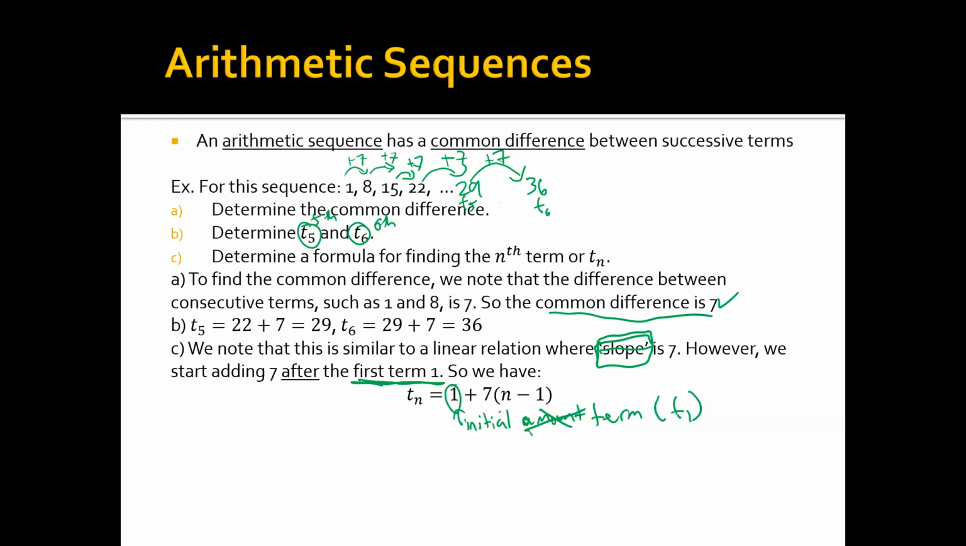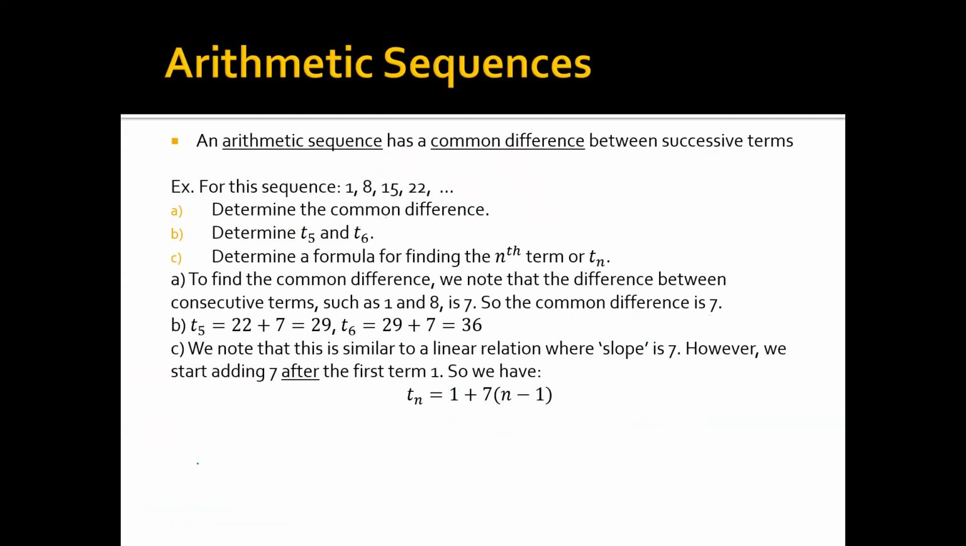T1. We can see that the first term is T1. And what we're doing is simply adding 7 after the first term. Because we're adding 7 after the first term, we have to be really careful with this. We're not actually multiplying 7 by n. We're multiplying by n minus 1. And again, this should kind of make sense. I'll erase it so it makes more sense here.